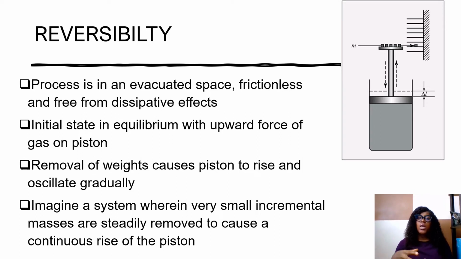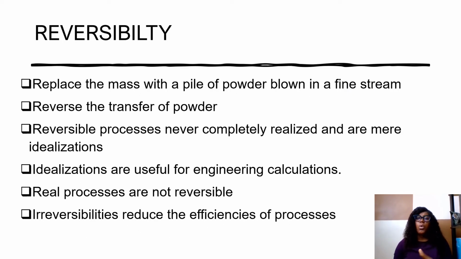So if we were supposed to gradually remove the weights from the piston, it's going to cause it to rise. So imagine that we are removing very small amounts, very incremental masses, and it's going to cause a continuous steady rise of our piston. So imagine now we replace this mass, remember the mass m that's on top of the piston, with a pile of powder blown in a fine stream, right? So we're going to now reverse the transfer of the powder. So in other words, the reversible process is never completely realized and is a mere idealization. So imagine we keep removing small amounts of this powder. It's going to rise steadily, right? So the idealization is basically useful for engineering calculations.